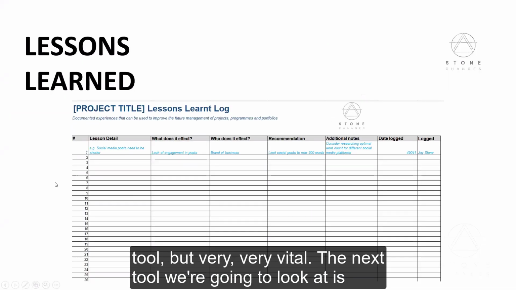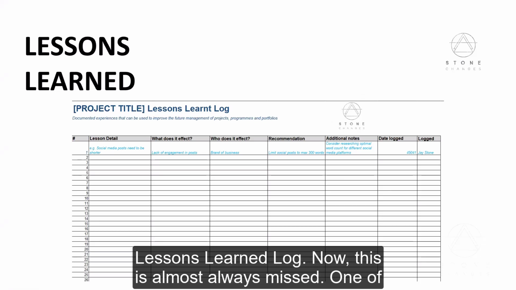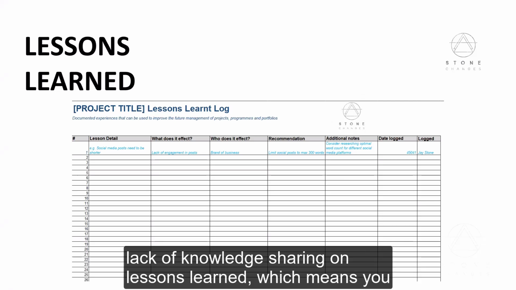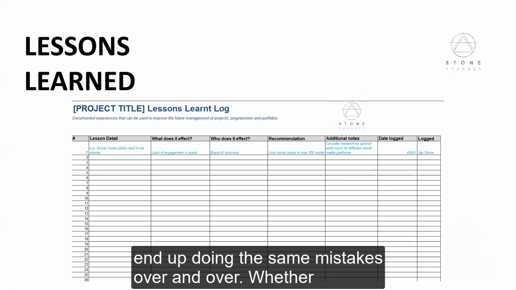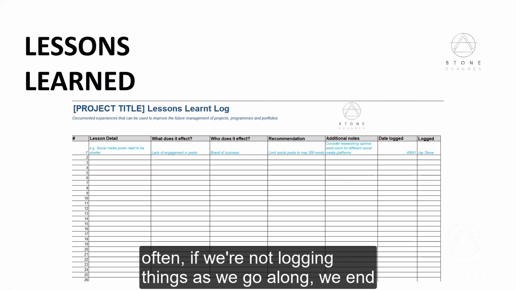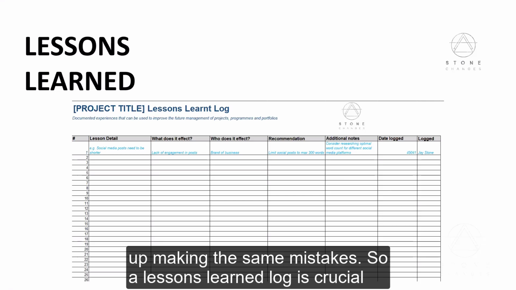The next tool we're going to look at is the Lessons Learned Log. Now, this is almost always missed. One of the biggest inefficiencies I see is a lack of knowledge sharing on lessons learned, which means you end up making the same mistakes over and over, right? Whether you're working with a team or you're working independently, if we're not logging things as we go along, we end up making the same mistakes.